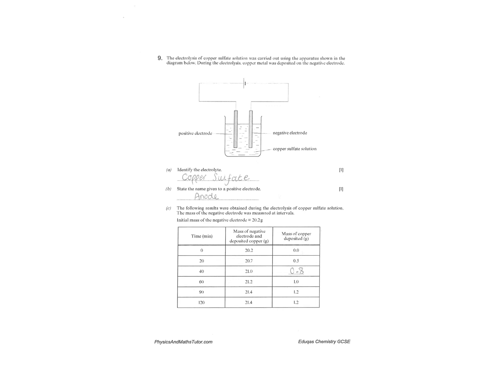Same kind of thing here. Identify the electrolyte. That's the thing that you're trying to split up using electrolysis. This would be copper sulfate. Give the name of the positive electrode. You can remember that using the rhyme: PANIC. Positive is anode, so that would be anode.